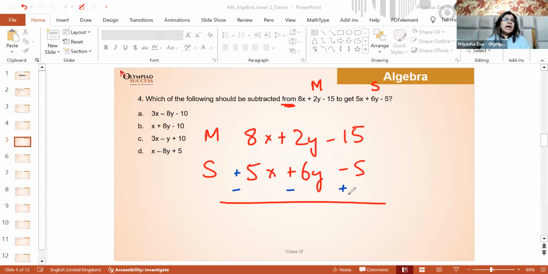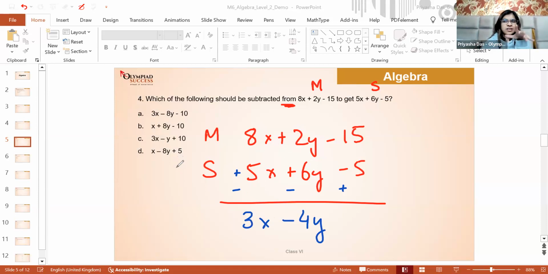So let's go one by one. We will only be subtracting the like terms, and like terms are the ones which have the same variable, x and x. 8 minus 5, 3x. 2 positive, 6 negative will give me a negative 4y. Am I going right? Have I made a mistake somewhere? Nope. It should be minus 4y, right? Yep. Others got minus 4y.